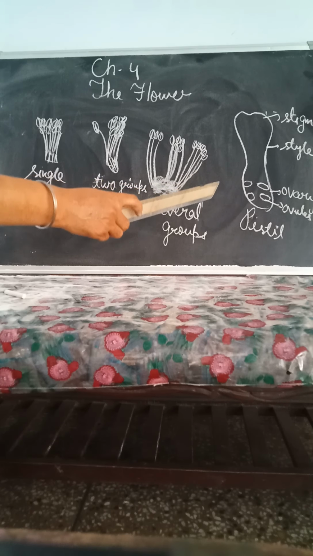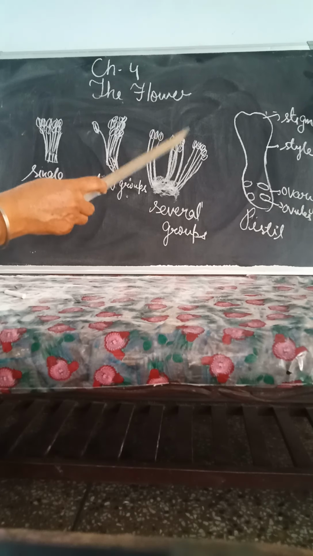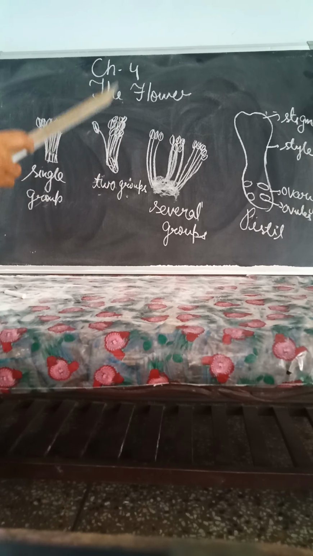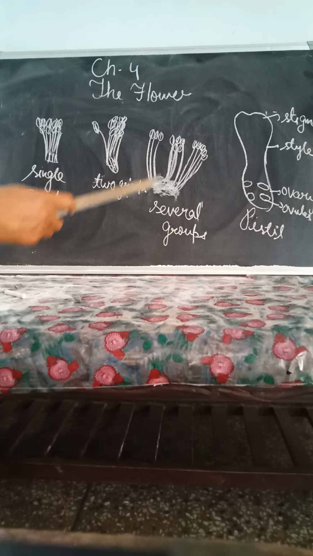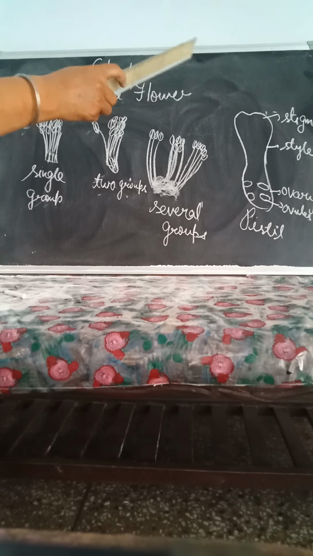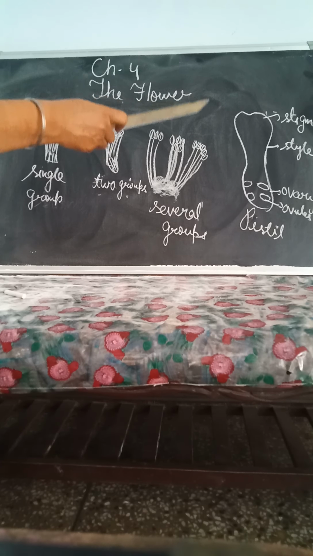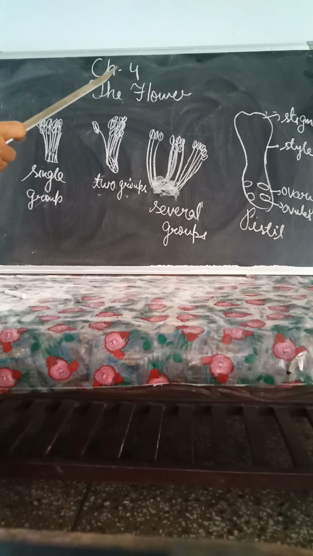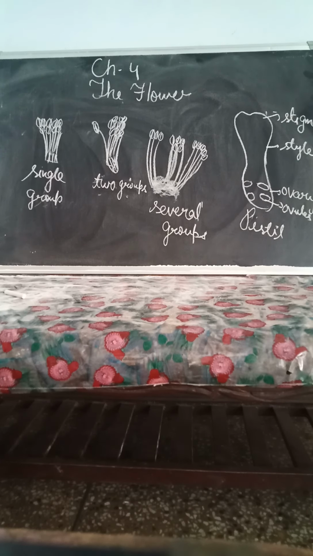Now the pistil or carpel, together called the gynoecium, is the female reproductive part of the flower. The pistil contains 3 parts. At the top, a terminal knob-like part is there, called the stigma. It is divided sometimes into 2 lobes or more than 2 lobes. It also has a feathery appearance. It is the landing place for the pollen grain during pollination.